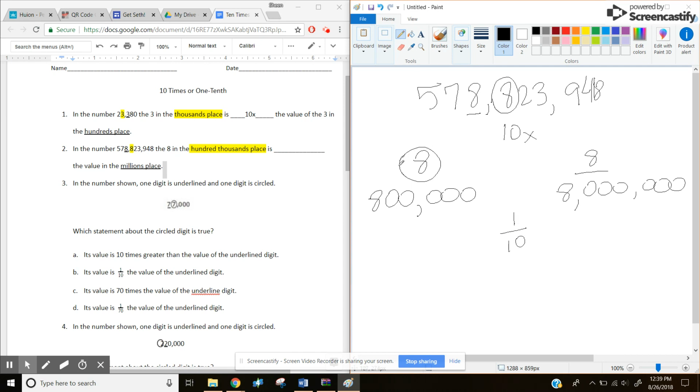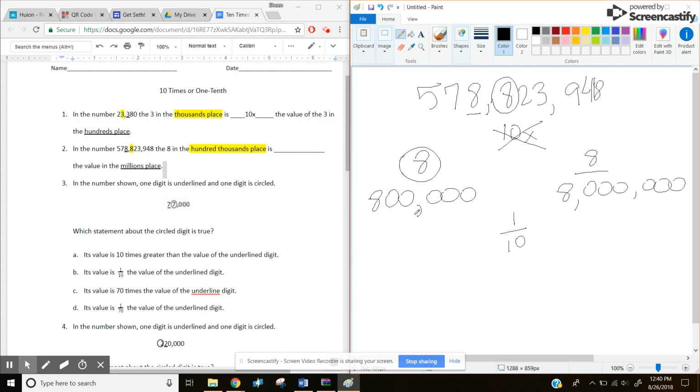So again, the very, very important digit we're looking at is the 8 that is circled. Now we're going to see its value. Its value is 800,000. So we're going to ask ourselves, is 800,000 10 times greater than 8 million? No, because it's less. So again, we're going to start from our circled digit.